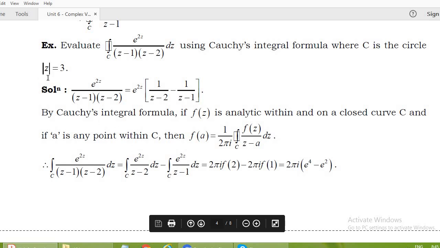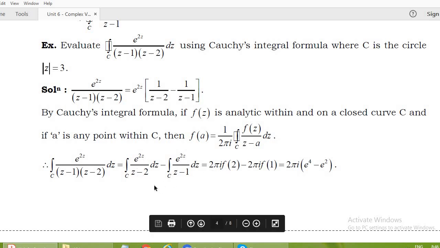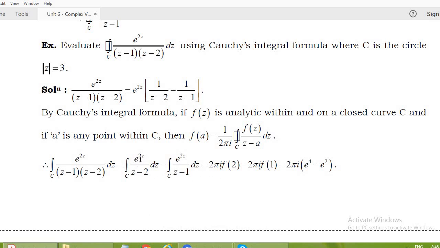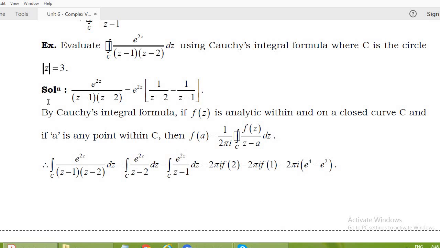Circle with center 0 and radius 3, z equal to 2 lies within the circle, therefore f(z) equals e to the power 2z only, and that is equal to 2 pi i into f of 2, where f(z) equals e to the power 2z, so f of 2 will be e to the power 4, so 2 pi i into e to the power 4. And the second integral, here again f(z) equal to e to the power 2z is analytic, and z equal to 1 lies within the closed curve, so that is equal to 2 pi i into f of 1. f of 1 this time is e to the power 2 into 1, that is e to the power 2. So another easy problem.